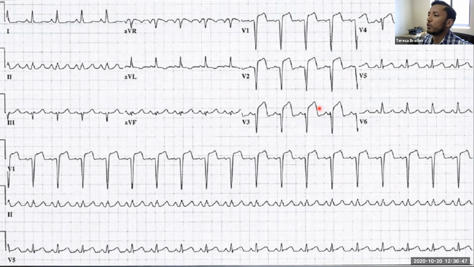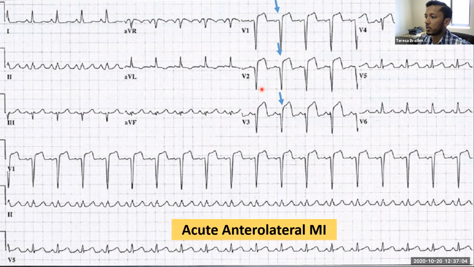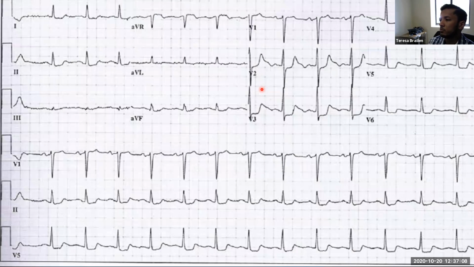So V1 and 2 through 4, absolutely, we can see some elevations here. We don't see some reciprocal changes as well, though. But I see some elevation in AVR. Not much going on in 2 and 3. So LAD septal, absolutely. So this is more of a classic elevation that we're concerned for in the anterolateral, anteroseptal MI. What about here? What do you guys see?